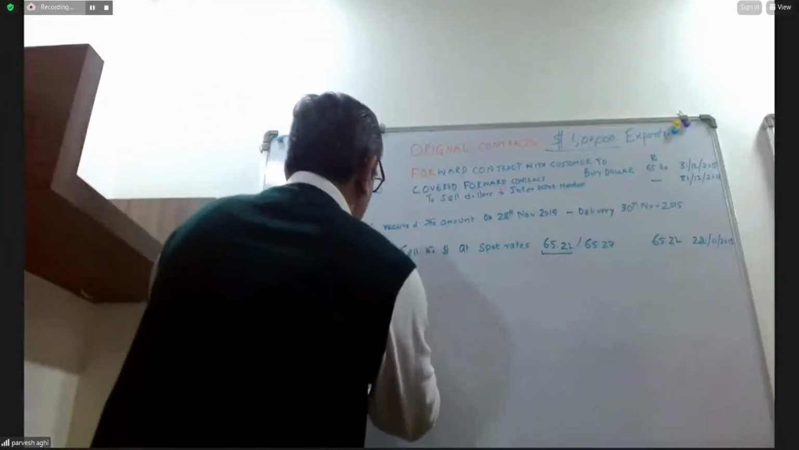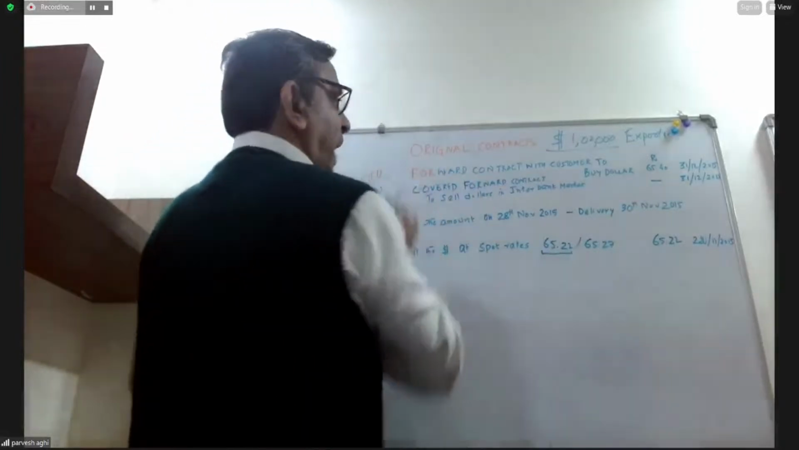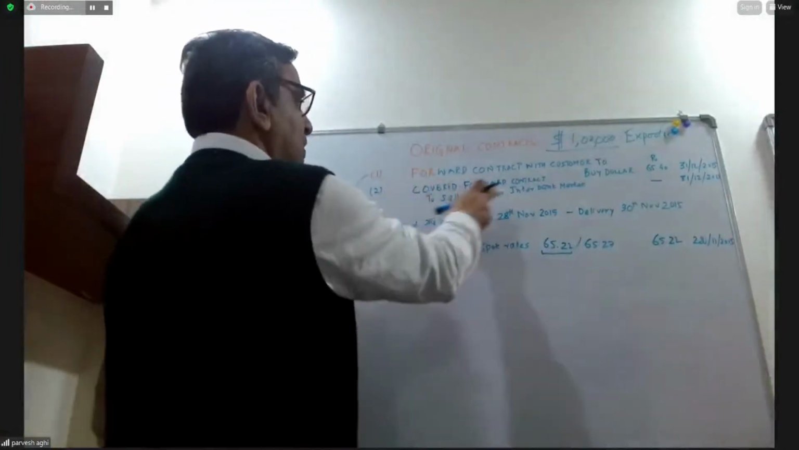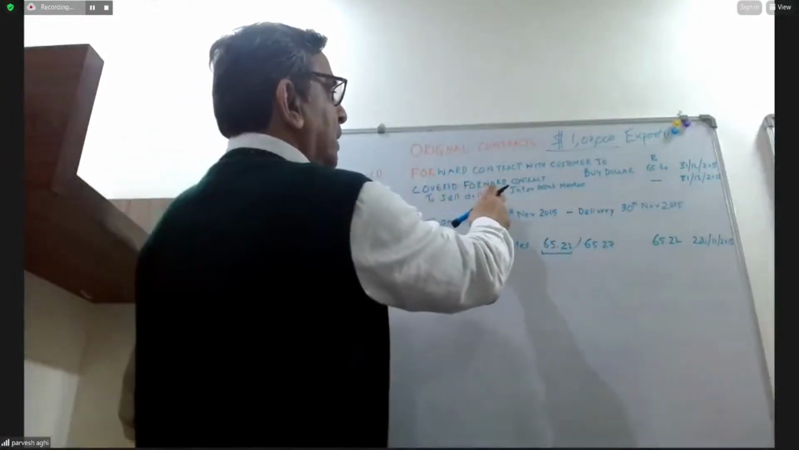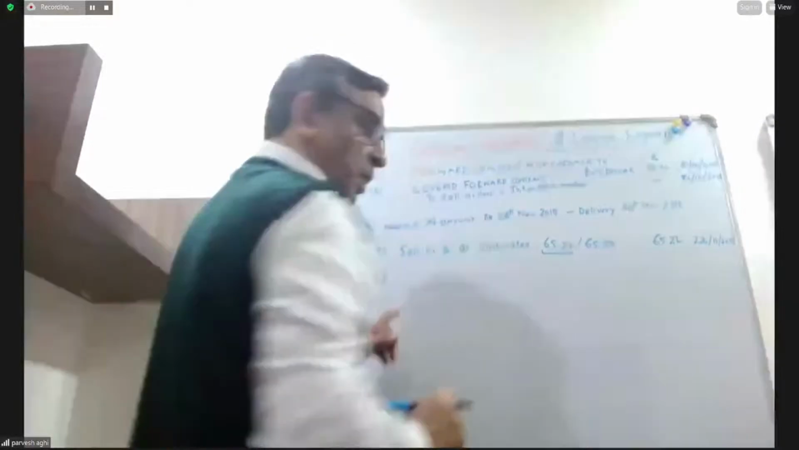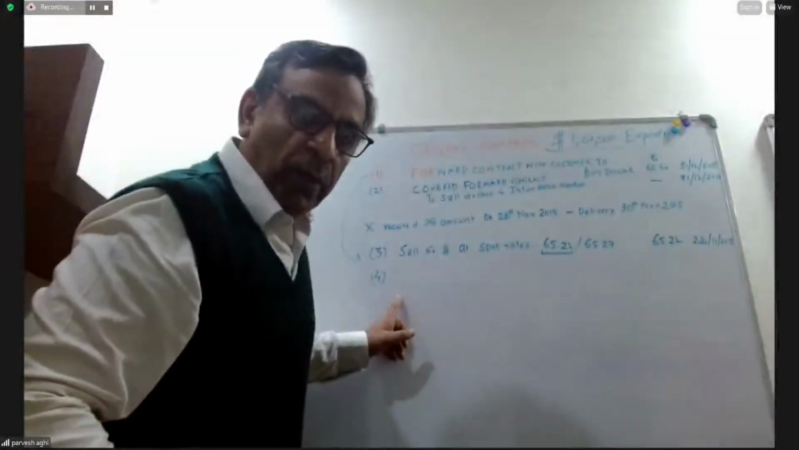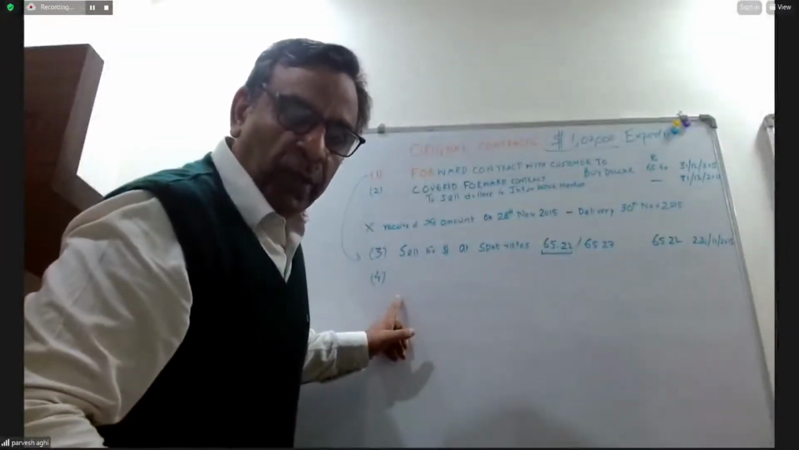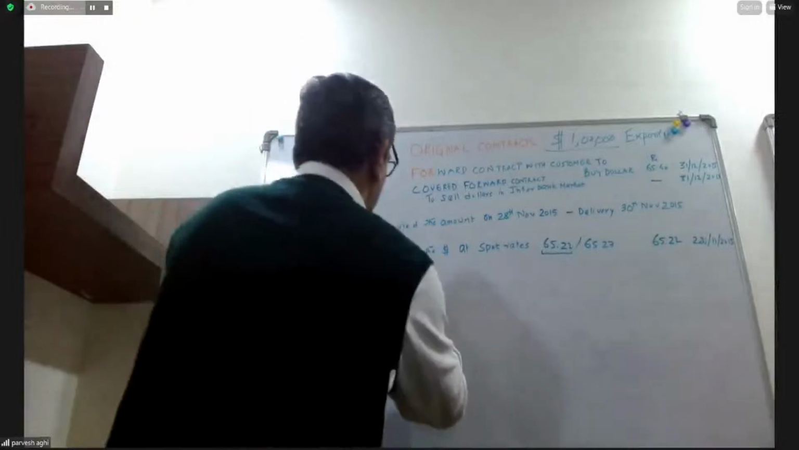Then they are going to enter into the fourth contract, because this contract is still hanging. What are they going to do? They are going to cover the contract to sell dollars. So now they need to go and buy the dollars. So they are going to buy the dollars.